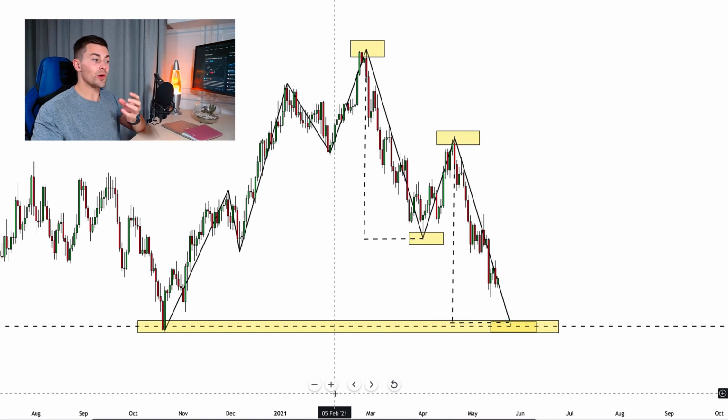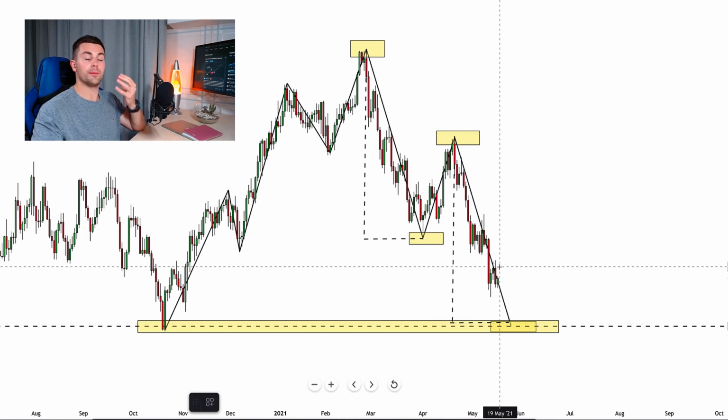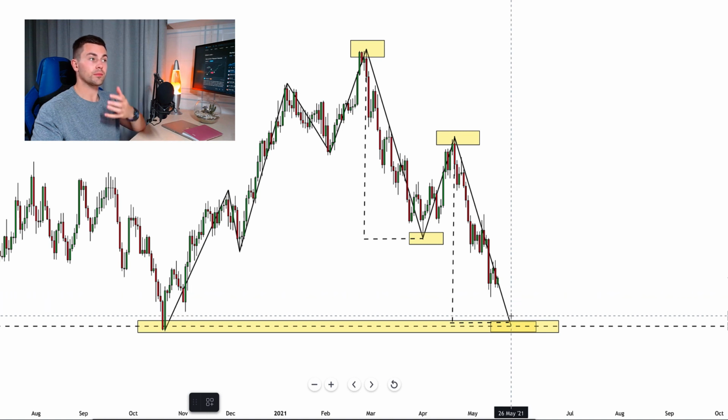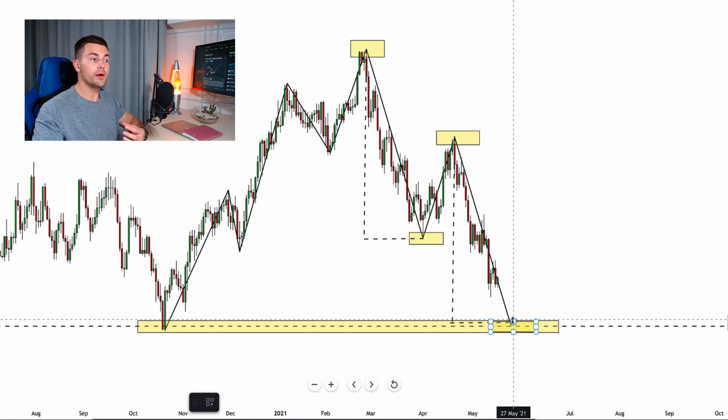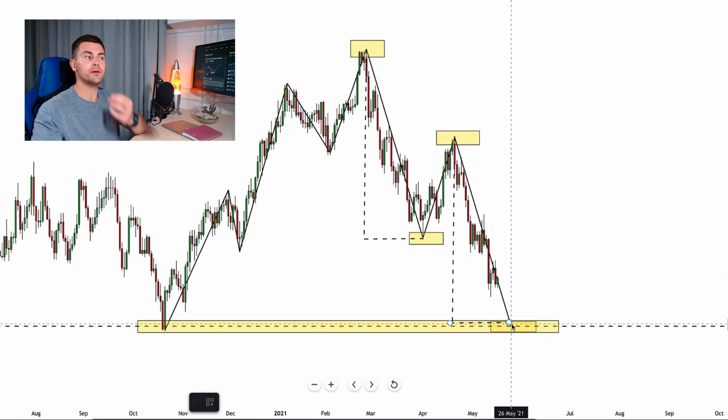And the last question is, in case we see the completed formation of this pattern, in case all the conditions are met, where will the price bounce? And here there's a speculation about the targets right here.